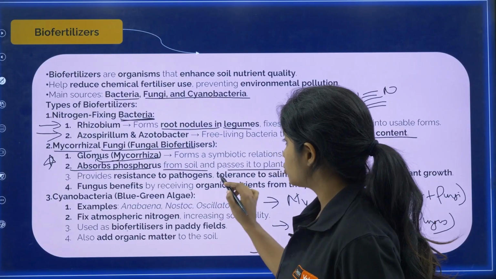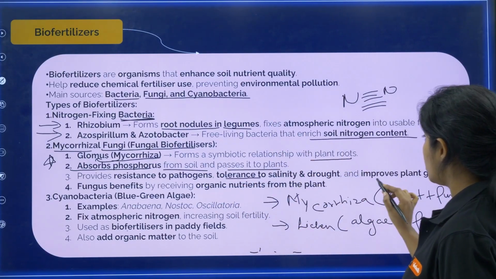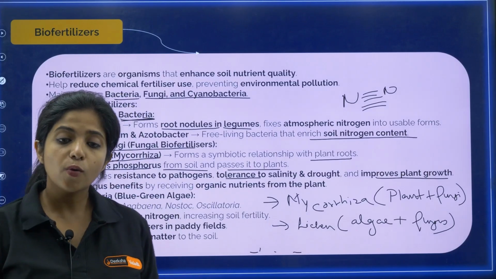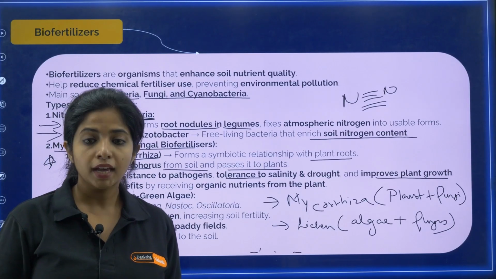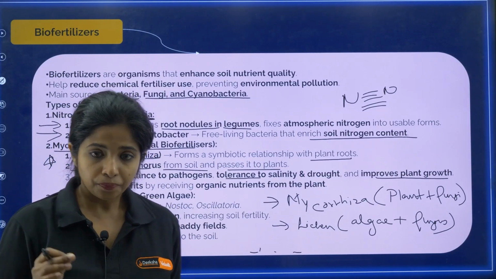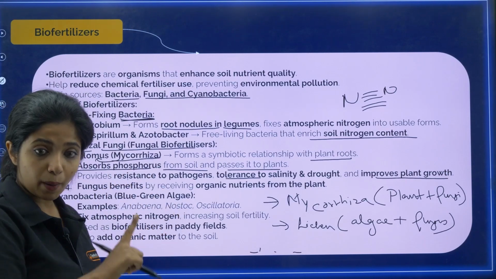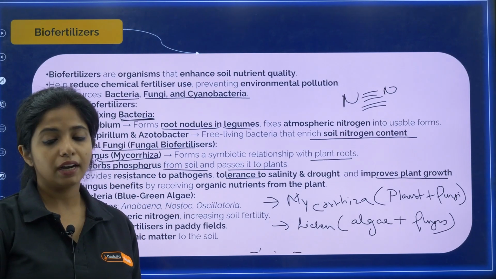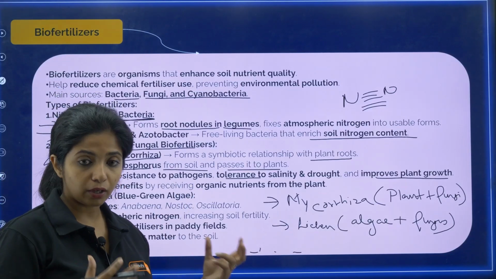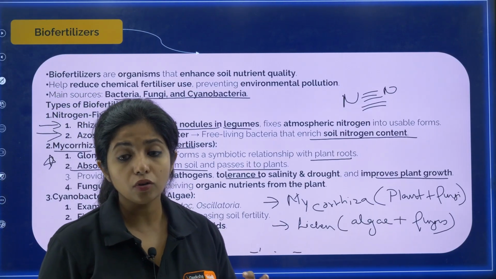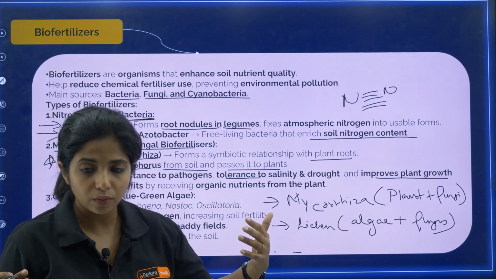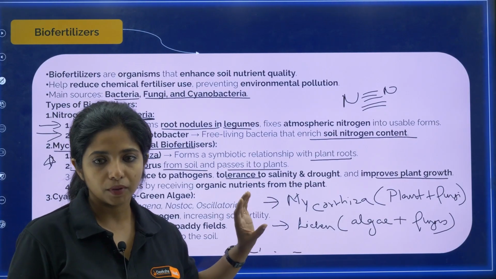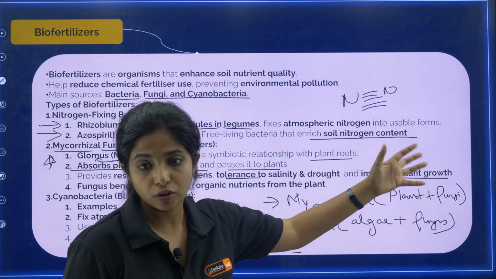It provides resistance to pathogens, tolerance to salinity and drought, and improves plant growth. Now this is also very much important. A question is asked: what is a thing that is not provided by mycorrhiza? So it provides resistance to pathogens. It provides tolerance to salinity and drought. That means the plants which have mycorrhizal symbiotic association are tolerant to salinity. If there is too much salt in the soil, or there are drought conditions, they will still be able to survive a bit. Now it improves the plant growth as well because we are providing nutrients.